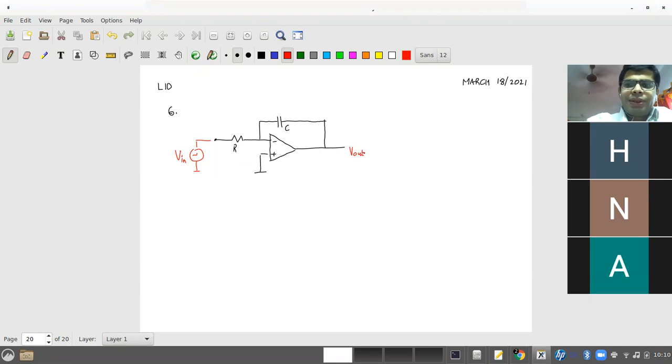Hari Vignesh, have you seen this circuit before? Yes, sir, we have seen. Okay, what does this do? Sir, I have to work it out. I don't remember. Okay.